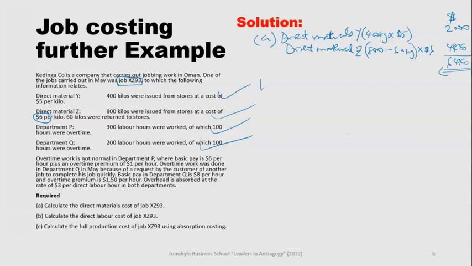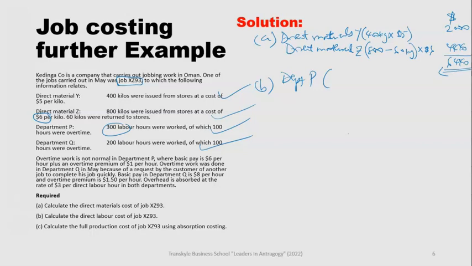Then we go to part B, calculate the direct labor cost for job XYZ. You now move on to labor issues, so you can go by departments. Okay, so Department P, how many hours are we talking about there? For Department P, we are told 300 labor hours were worked. Okay, of which 100 hours were overtime. So of these 300 hours which were worked, 100 were overtime.